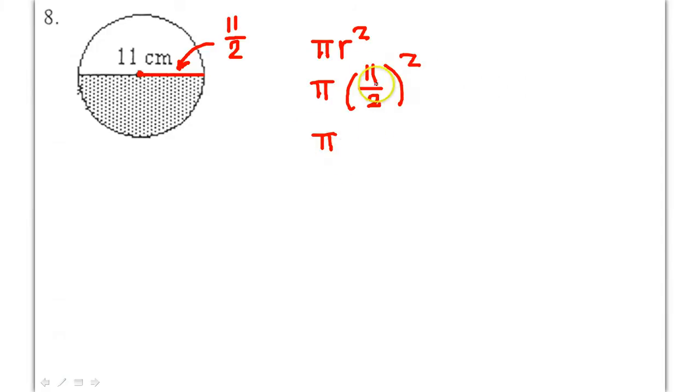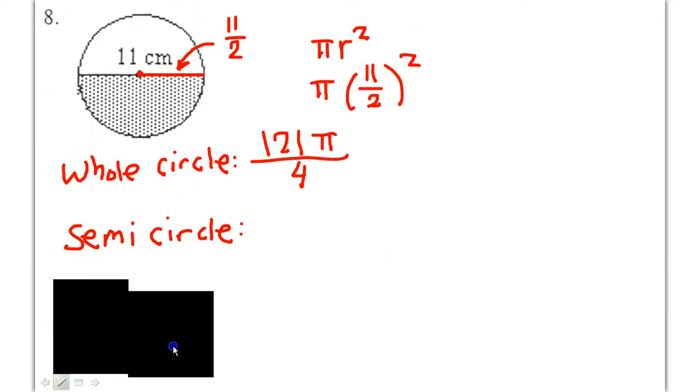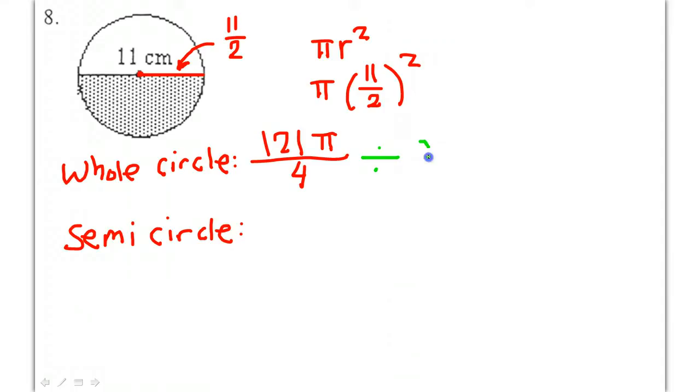So this is going to be pi. Now 11 squared is 121. So that's going to give me 121 up there. 2 squared is 4. So that's going to give me 121 pi over 4. Now remember, this is the whole circle. If I want the semicircle, I'm going to have to take this and divide it by 2. And that's going to give me the semicircle.